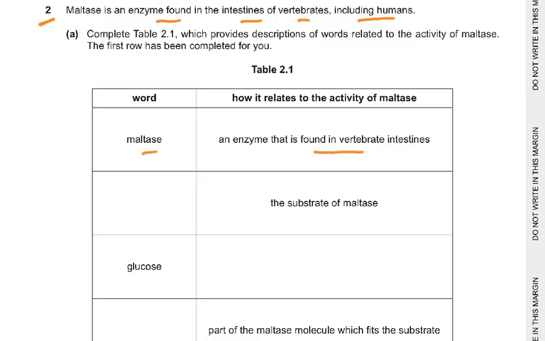The substrate of maltase, maltose, glucose, product. It is a product or what is produced when maltose is broken down.